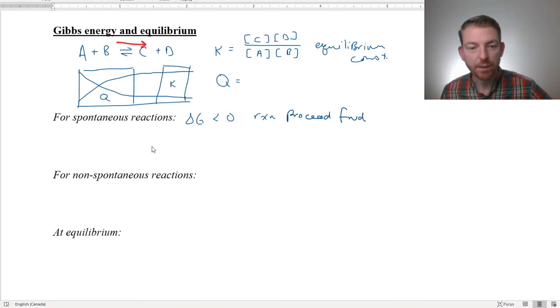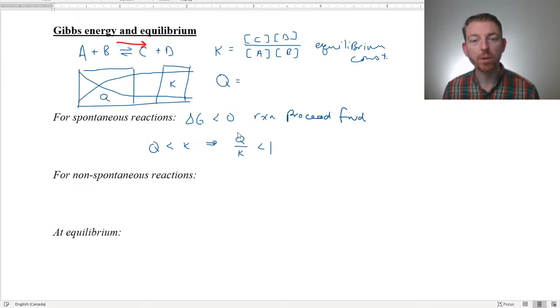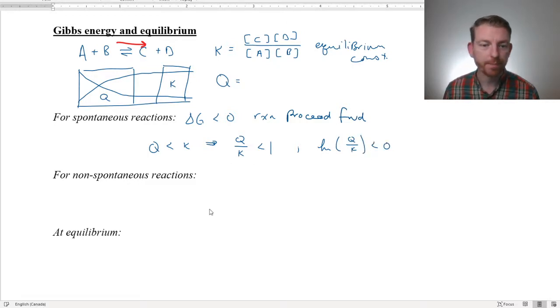What else do we have here? Q in this case, the ratio between the products and the reactants at this moment, is still going to be less than K, which indicates that the ratio of Q to the equilibrium constant itself is going to be less than 1. Q is going to go towards 1 as it goes towards K, which also implies that ln of Q over K is going to be less than 0.